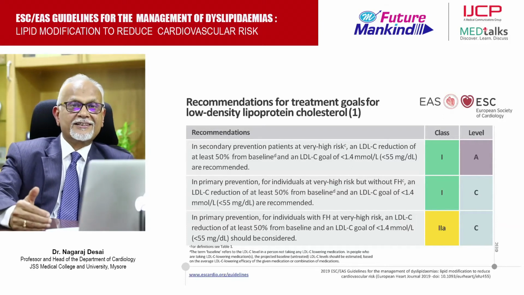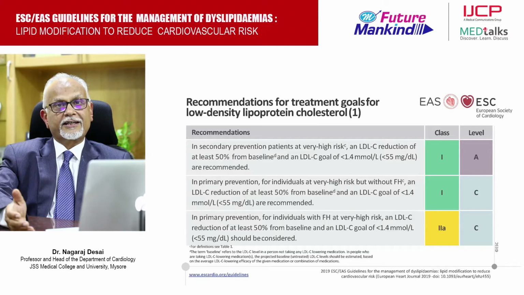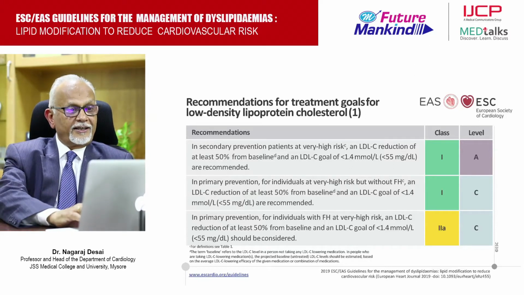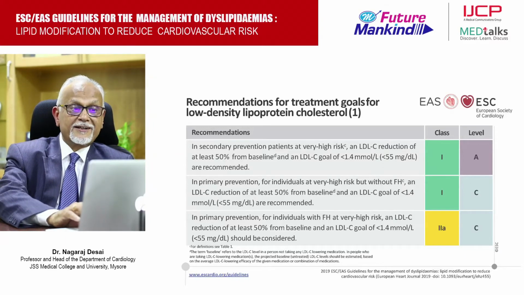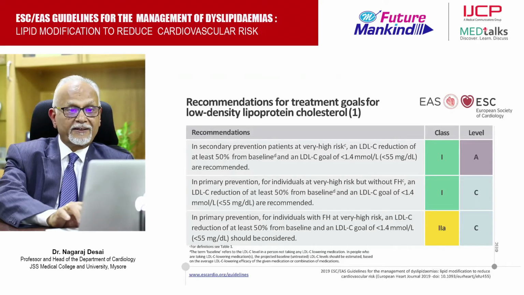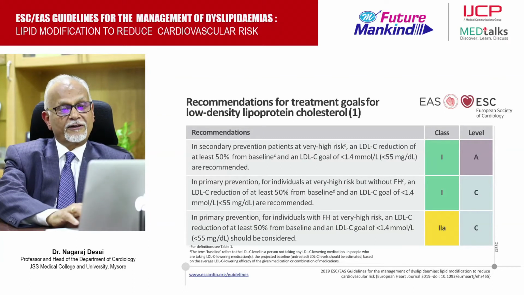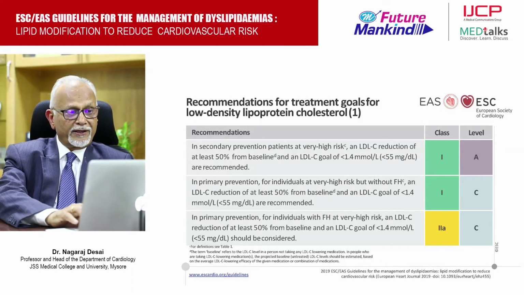It is useful for us to discuss the ESC recommendations for the secondary prevention program. We can see that in secondary prevention, for a patient at very high risk, an LDL reduction of at least 50% from the baseline. That means we have to have a baseline examination of the LDL cholesterol, and it should be brought down to something like less than 55 milligram per deciliter, and that is a recommendation. It is a class 1A recommendation. In other words, all of us will have to strive for this level of LDL cholesterol reduction by employing statin therapy, so that it comes down by something like 50% of the baseline.